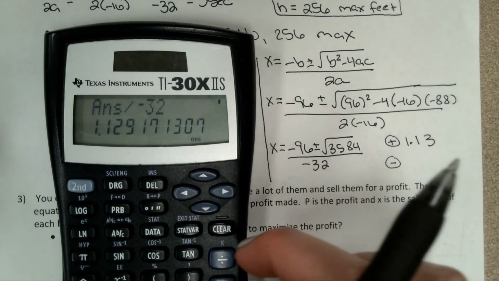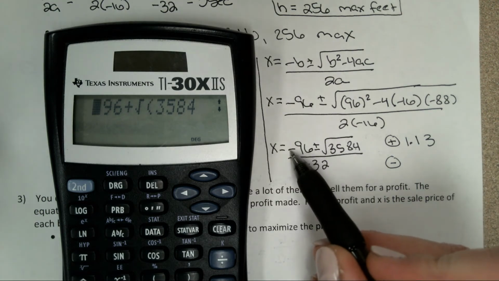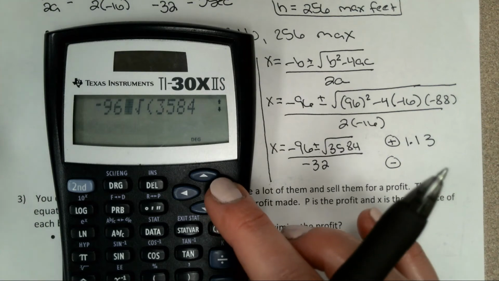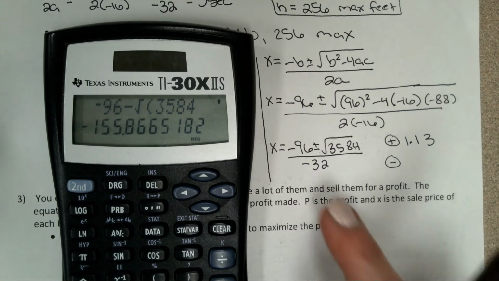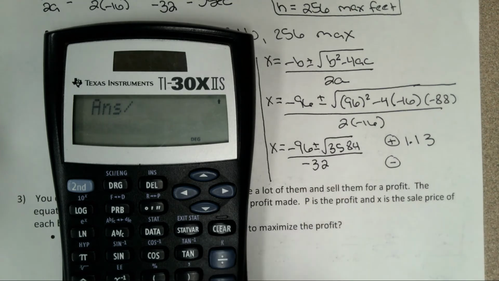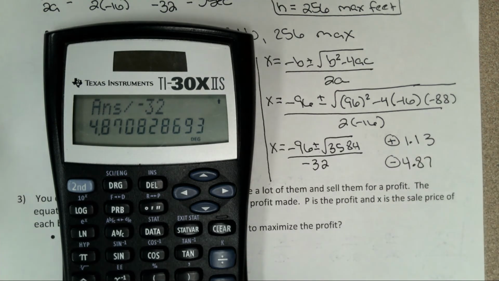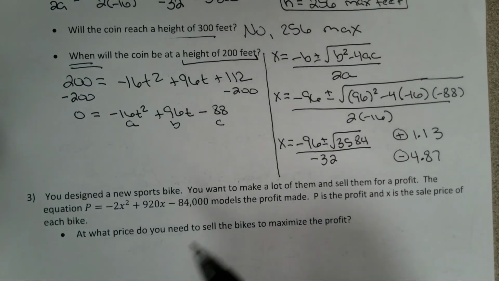On this calculator, you can hit the arrow up button. And now I need to run the numbers again, except I need to use the minus. So I'm going to arrow over, and I'm going to change that add to a subtraction sign, hit enter, and then I still have to divide that by negative 32, hit enter again, and I get 4.87. So what exactly is happening here, Kathy?